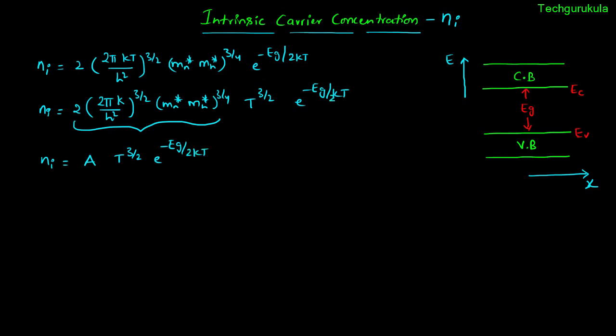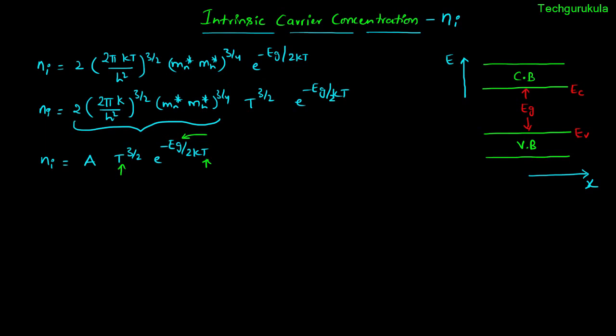Now we can see that Ni is depending on temperature here and here. And in fact, if you remember, the energy band gap also was depending on temperature, because energy band gap depends on the interatomic distance, and interatomic distance of a material depends on temperature. And we have seen in general, when temperature increases, interatomic distance increases, so energy band gap decreases. So we can see from this that Ni is a strong function of temperature. In fact, one of the terms is exponential, so it's a very strong function of temperature.